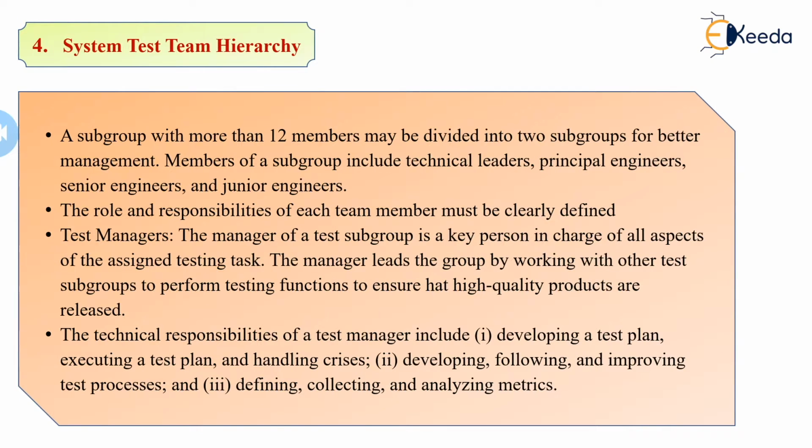And then we have the system test hierarchy. In the system test hierarchy, there are subgroups with more than 12 members, and they are subdivided into subgroups within a subgroup for better management, like 6 in a subgroup against 6 and 6. The members of these subgroups include the technical leaders, the principal engineers, senior engineers, and junior engineers under them. Accordingly, the roles are classified and the roles and responsibilities of each team member are assigned. So each one of them knows what they have to do and how they have to do it.